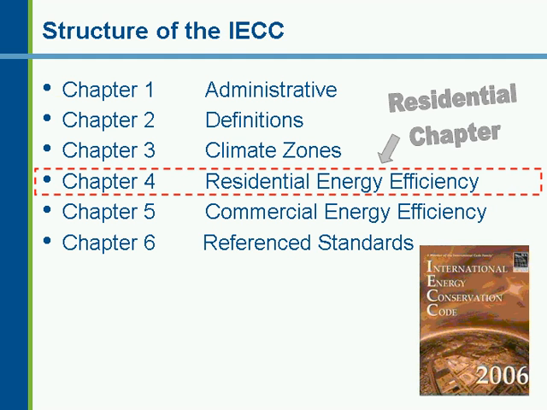The administration portion still sits in Chapter 1. Your definitions are in Chapter 2. Climate zones still remain in Chapter 3, but now the residential energy efficiency requirements are all in Chapter 4. And Chapter 5 is all the commercial provisions. In 2003, the commercial provisions actually sat in Chapter 8, and Chapter 7 was a reference to 90.1, ASHRAE 90.1.